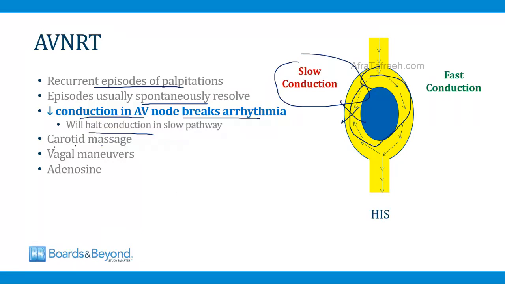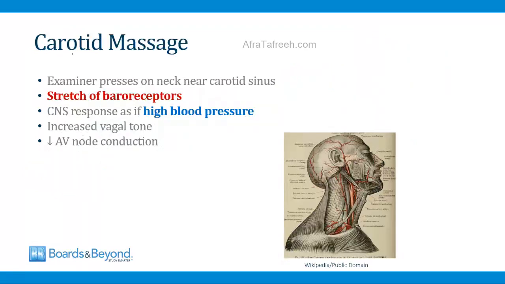The first one is carotid massage, the second one is vagal maneuvers, and the third one is the antiarrhythmic adenosine. Adenosine slows conduction in the AV node, and so a person in the emergency room with AVNRT that won't break can be administered adenosine, and that will break the tachycardia and return sinus rhythm. As I said on the last slide, carotid massage is another way that you can slow conduction in the AV node to break the arrhythmia AVNRT.